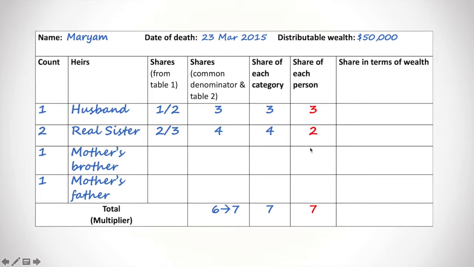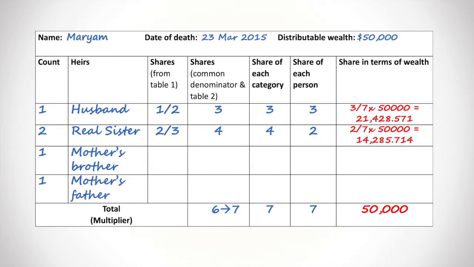because there are two sisters. The final shares here will be 21,428.571 for the husband, and each of the sisters will get 14,285.714 from the total of $50,000.